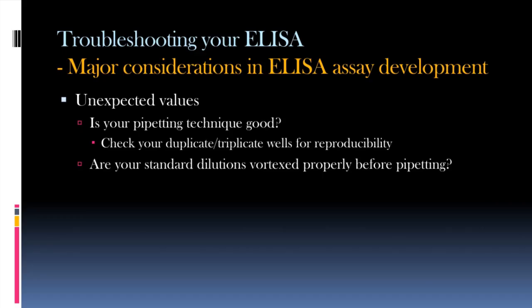And so the best way to check for a good pipetting technique is to perform ELISA assays in duplicate or triplicate. Measure the same sample in 2 wells or 3 wells, and then go back and look at your values in those wells for reproducibility. If you have very similar numbers in all 3 wells, then you can trust your pipetting. And if they're different, then you know that you need to work a bit better on your pipetting technique.